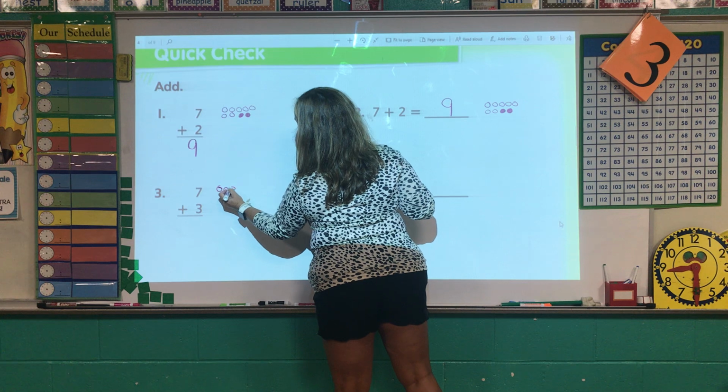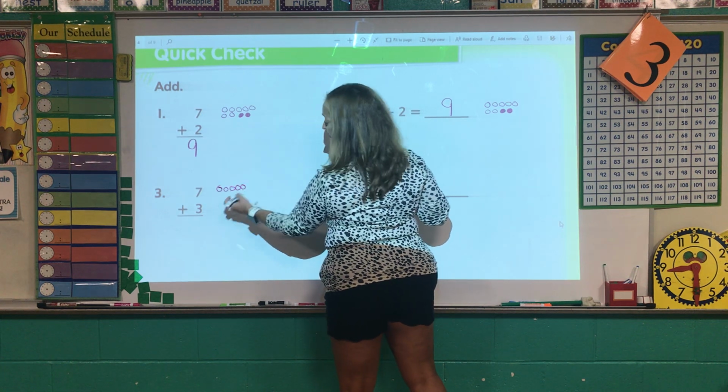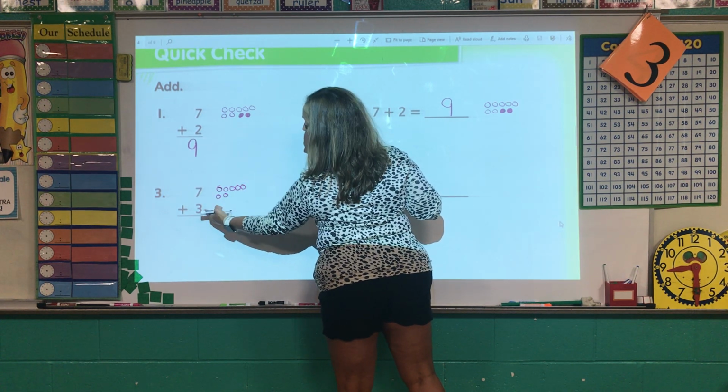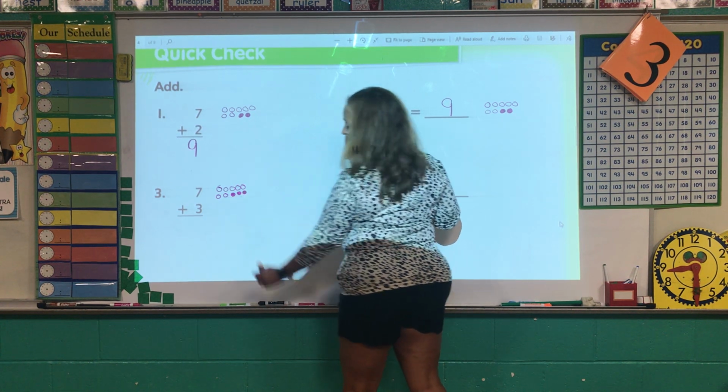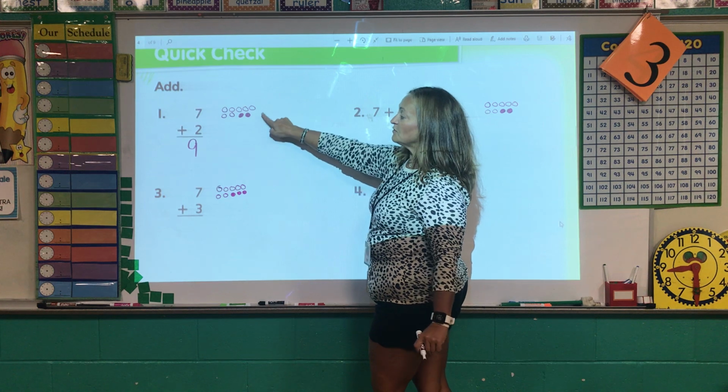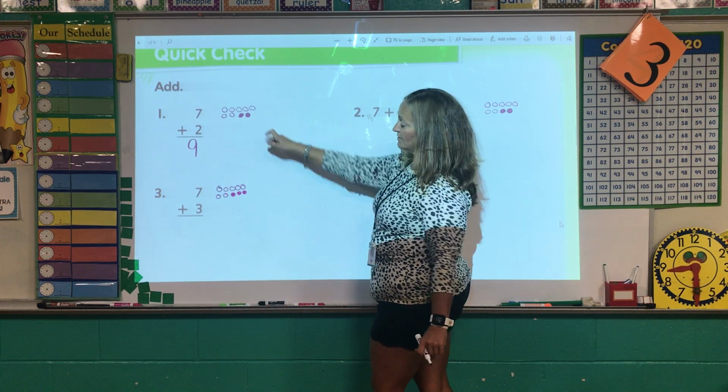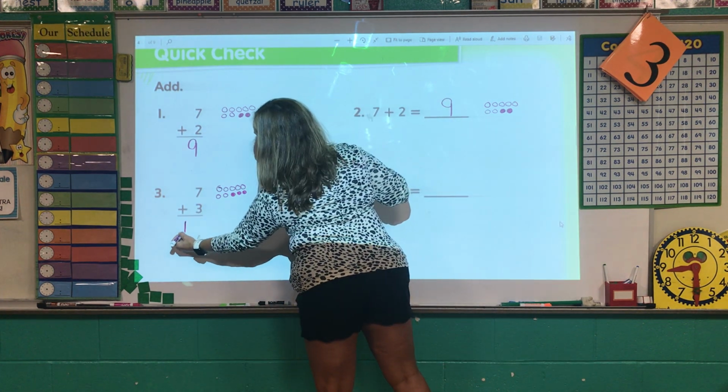1, 2, 3, 4, 5. There's my 5 group. 6, 7. Now I'm going to add 3 more. 8, 9, 10. And you remember, I did my 2 groups different. I have open circles and closed circles. So 7 and 3 is 10.